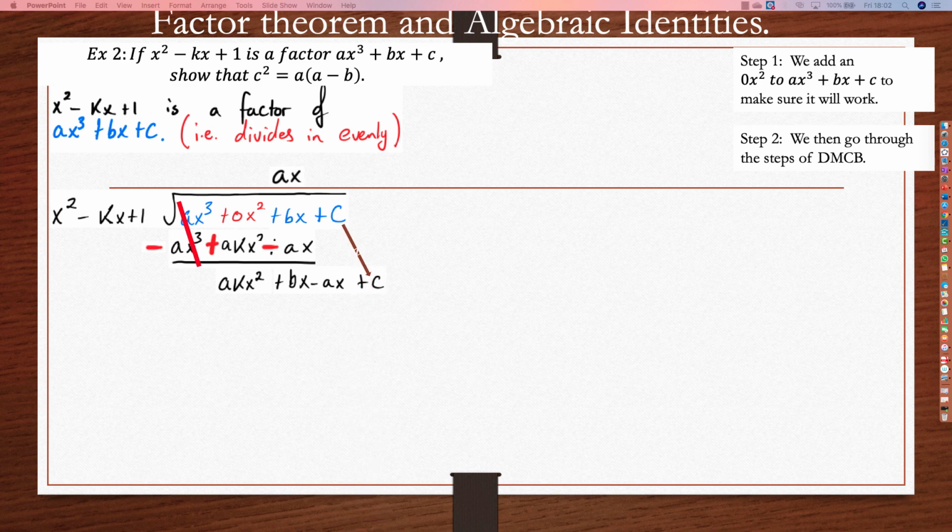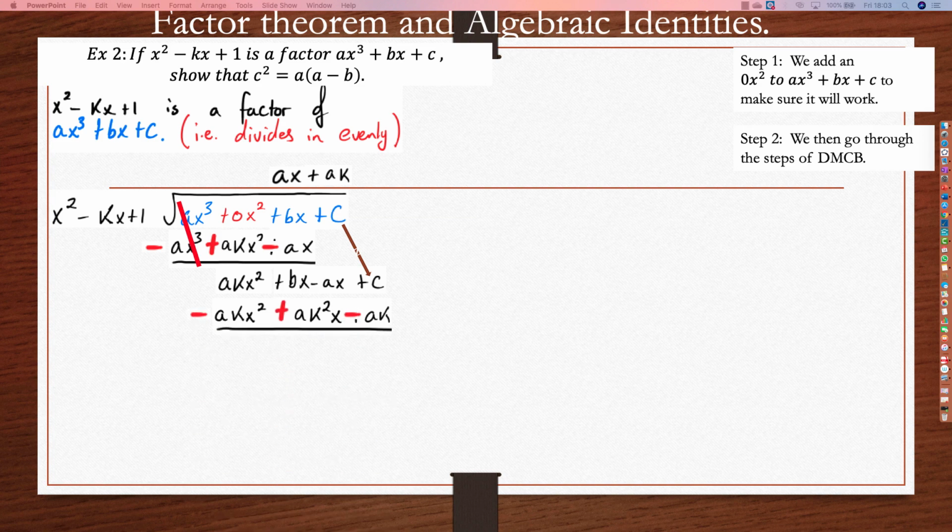After we bring down, we go back up and we divide. x squared into akx squared goes ak. After we divide, we multiply. ak by x squared goes akx squared. ak by minus k x, anyone? Minus a k squared x, exactly, minus a k squared x plus ak. After we multiply, we change the sign of our bottom line: minus, plus, minus.